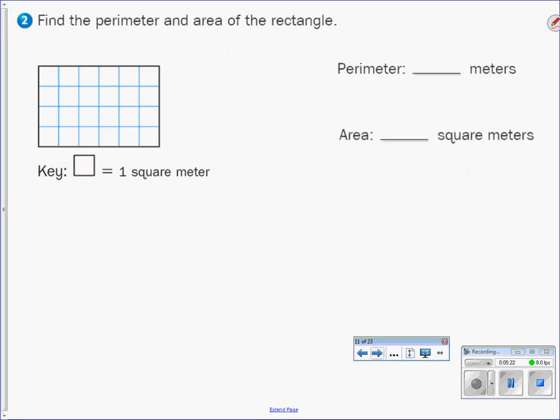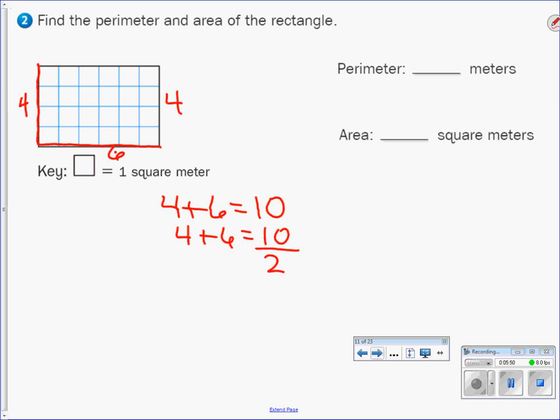All right, on the perimeter, once again, we're just counting: 1, 2, 3, 4. So this must be 4. 1, 2, 3, 4, 5, 6. 6 here. So when we're doing perimeter, once again, we're going to add them up. 4 plus 6, and 4 plus 6 equals 10, and then 4 plus 6 again equals 10, and add that up, and my perimeter is 20 meters. And go ahead and put the M on there to show that it's meters.